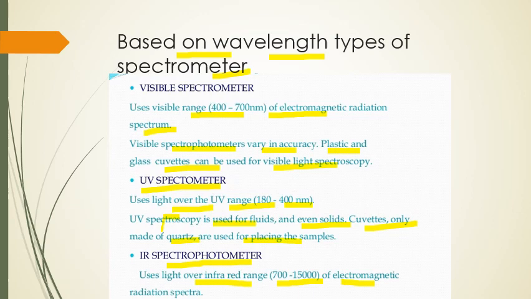So that is on the basis of the light source. The materials in which we put our sample also differ. So on the basis of that, the spectrophotometers are again classified into visible, ultraviolet, and IR.